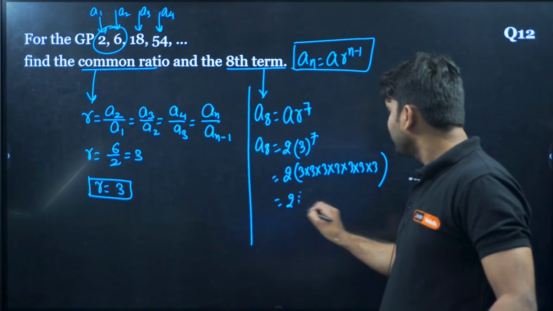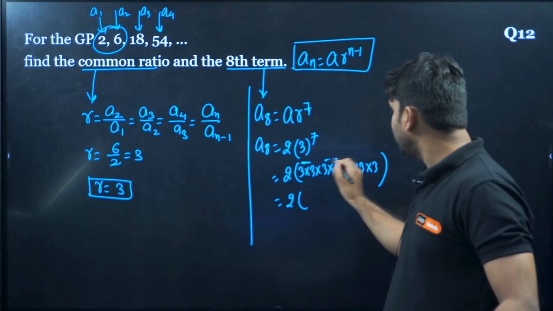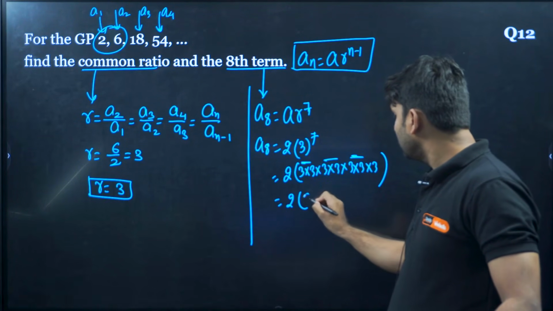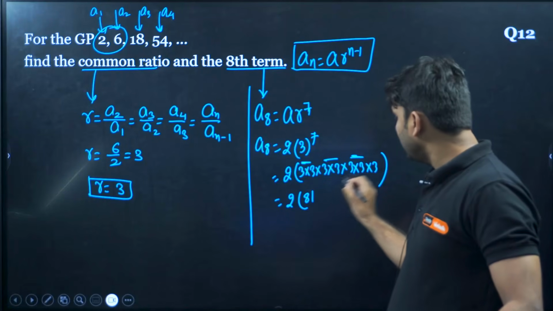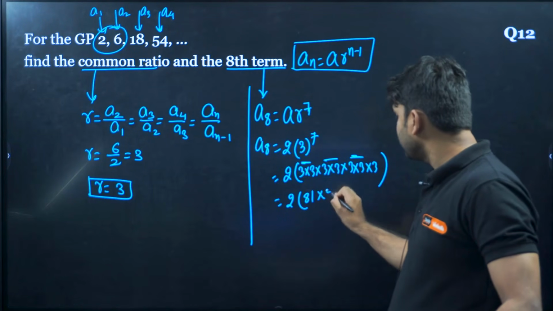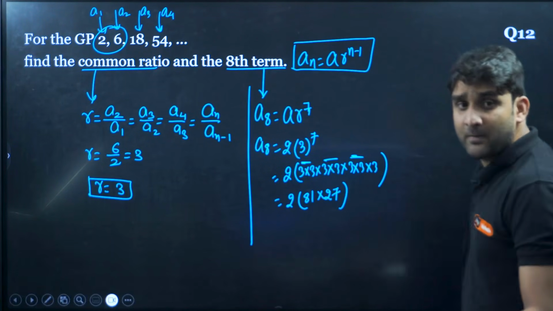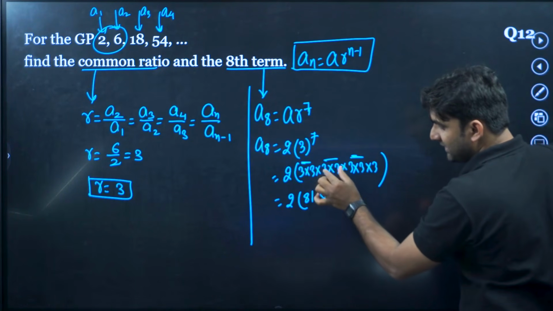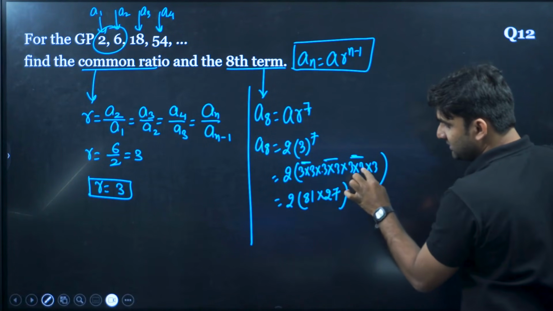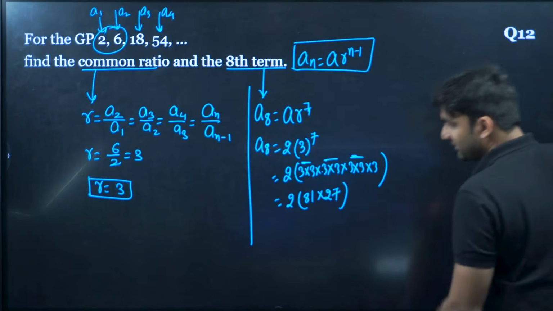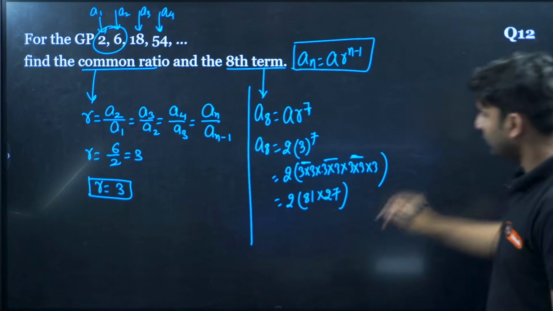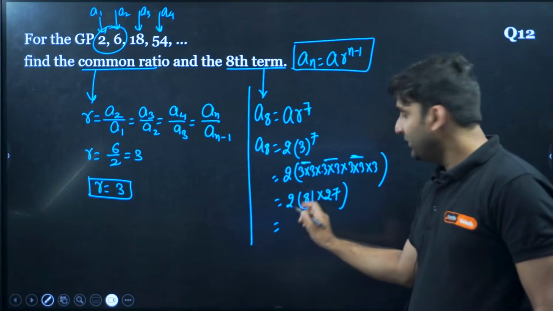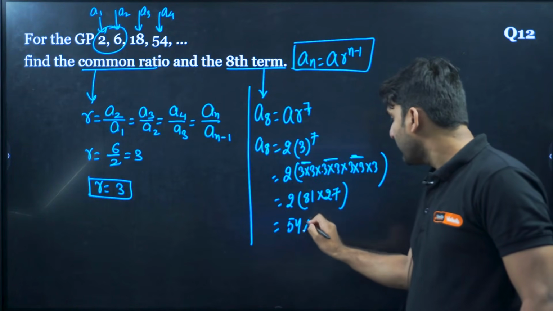So 3 3 is 9, 3 3 is 9, 3 3 is 9. So 9 into 9 is 81. This is 9 9 9 81, and this is 9 9 3 27. Clear everyone? 3 3 is 9, 3 3 is 9, and 9 into 9 is 81. 3 3 is 9 and 9 3 is 27. Now multiply 81 into 2 or 27 into 2. 27 into 2 is 54 into 81.